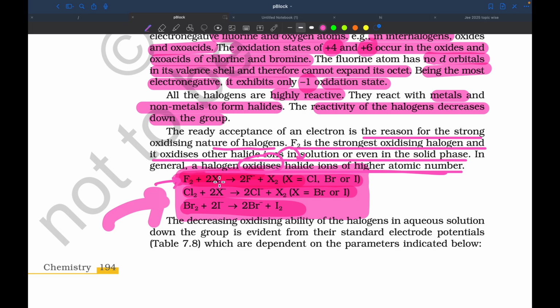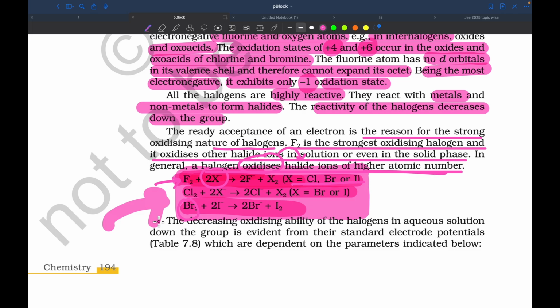In the case of fluorine, X could be what? X could be chlorine, bromine. In the case of chlorine, there is no fluorine anymore, only bromine or iodine. Bromine has only one choice to get oxidized, only iodine. It can oxidize only iodine. So these are a few oxidizing properties.